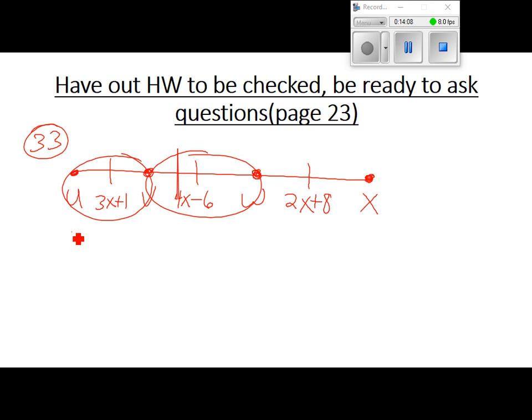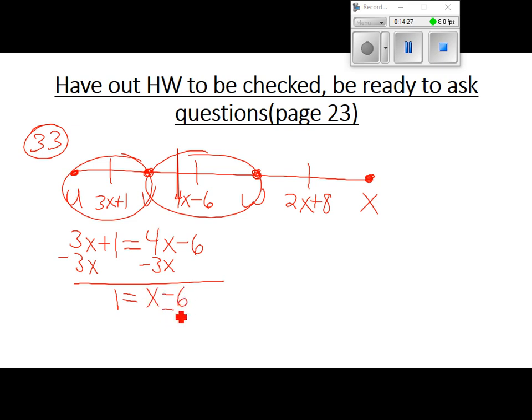They're congruent. What's that mean algebraically? They're equal. So 3x plus 1 should equal 4x minus 6. You want to solve that. Subtract 3x on both sides. 1 equals x minus 6. Add 6. What's x end up being? 7. X equals 7.